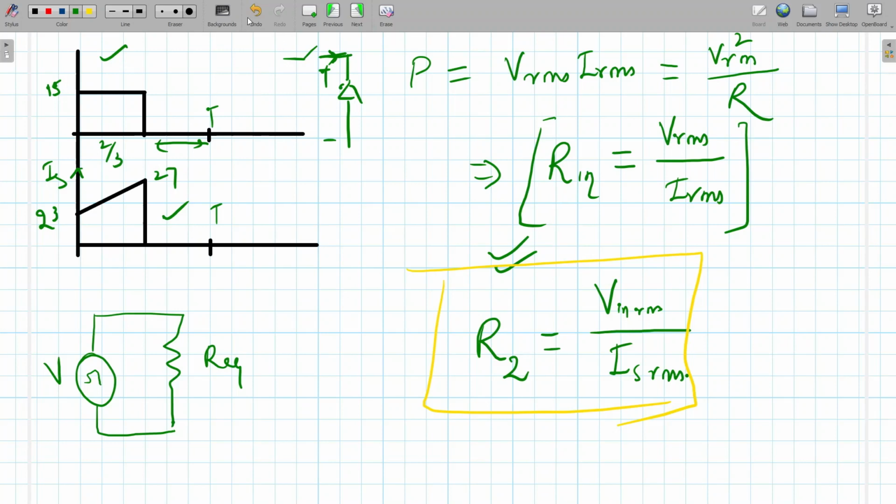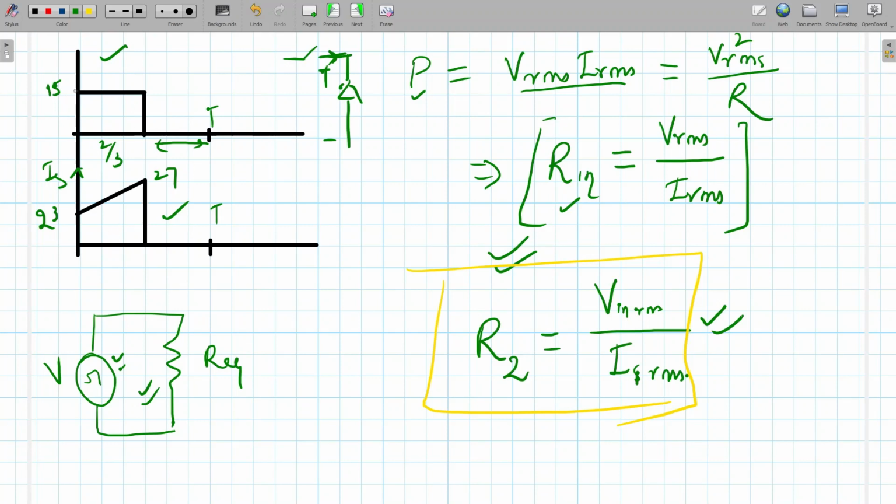See, in case of this kind of waveform, what will be the input resistance? P equals V RMS into I RMS, which should equal V RMS squared by R if I consider an equivalent circuit. Since this is a variable voltage, the power will be V RMS squared by R. So the input resistance will be V input RMS divided by I RMS. We take the RMS value of the current as well, since both are variable.